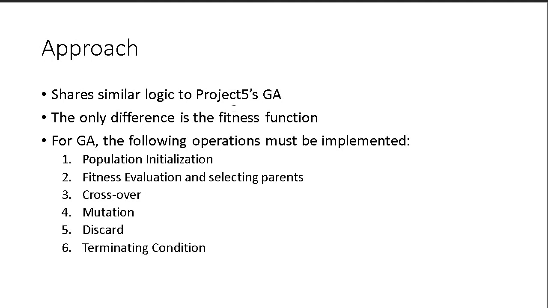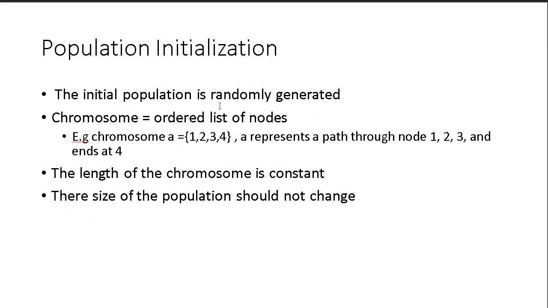And so in the GA, the following steps or operations have to be implemented in order for the algorithm to work. It's ordered and numbered: population initialization, fitness evaluation and selecting the parents, crossover, mutation, the discard step, and the terminating condition. Let's start with population initialization.